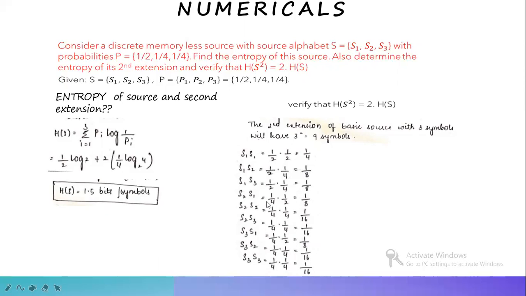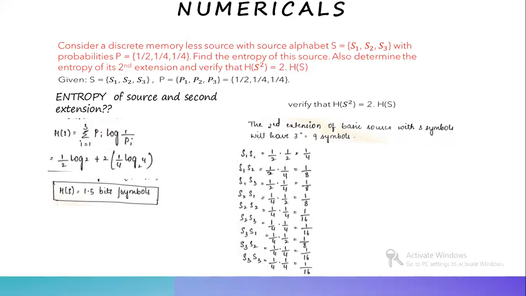S2 S1, 1 by 4 into 1 by 2, it will be 1 by 8. S2 S2, 1 by 4 into 1 by 4, it will be 1 by 16. S2 S3, 1 by 4 into 1 by 4, 1 by 16. S3 S1, 1 by 4 into 1 by 2, it will be 1 by 8. S3 S2, 1 by 4 into 1 by 4, it will be 1 by 16. S3 S3, the probability values are 1 by 4 into 1 by 4, it will be 1 by 16. So these are the probability values for the 9 symbols of the second extension of the basic source.